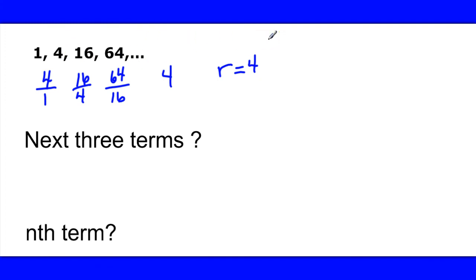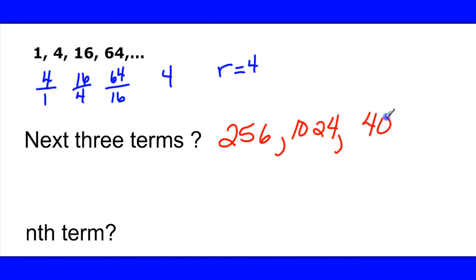Each time, to go from one term to the next, multiply by 4. So in this case, if I want the next 3 terms in the sequence, I just keep multiplying by 4. So 64 times 4 is going to give me 256, and then I have 1024, and then 4096.